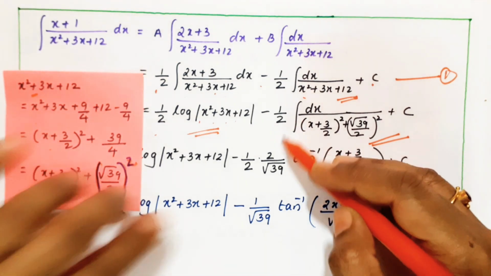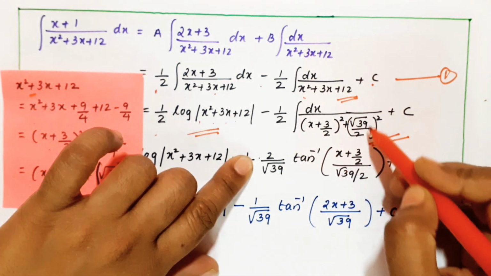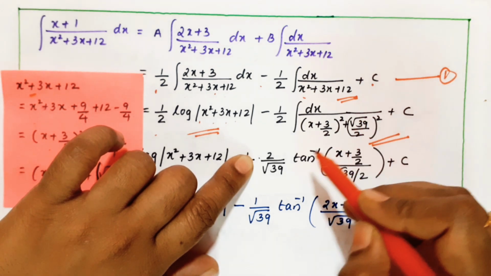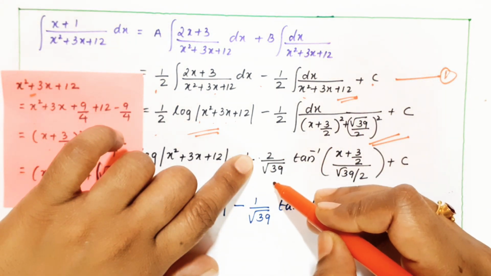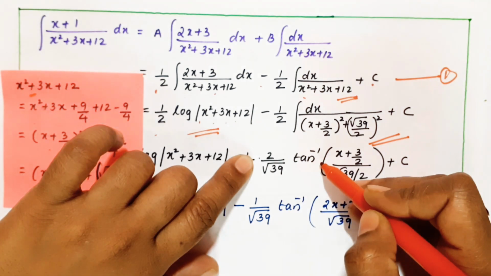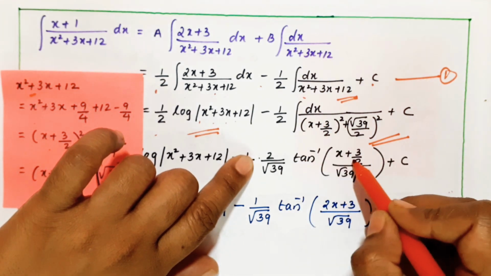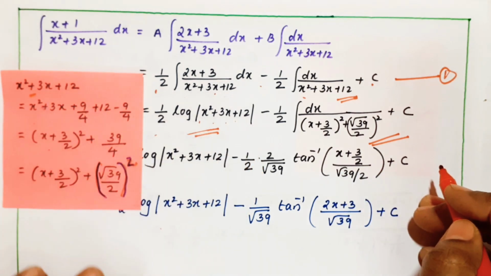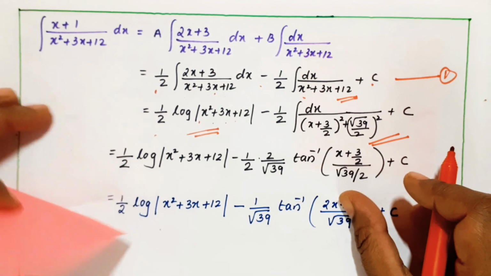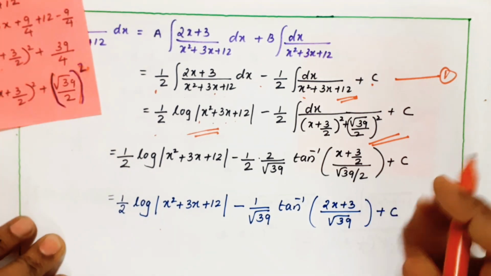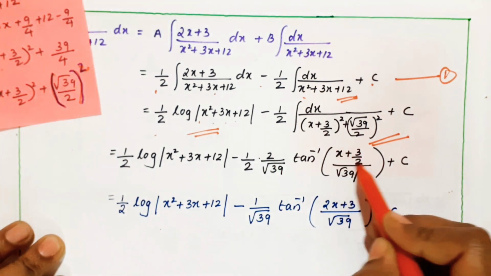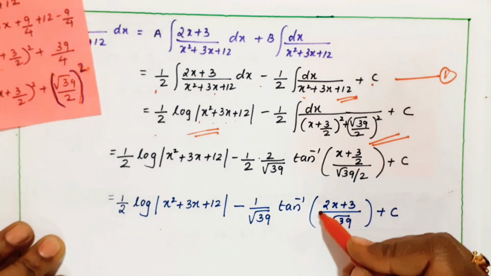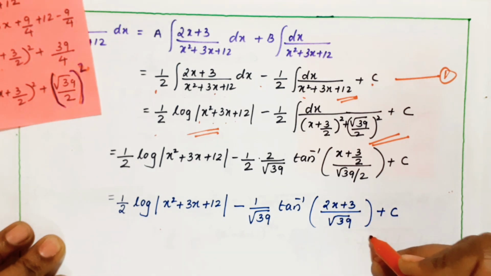So it is 1 by a. What is the a value? Root 39 by 2. So 1 by root 39 by 2 means 2 by root 39 tan inverse x value. What is the x value? x plus 3 by 2 by root 39 by 2 plus c. Just arrange the terms, that's all. We did not do anything more. We are just cancelling the terms. 2 gets cancelled. Here also we can take the LCM as 2. Here the denominator 2 and this 2 get cancelled. So it will be 2x plus 3 by root 39 plus c.